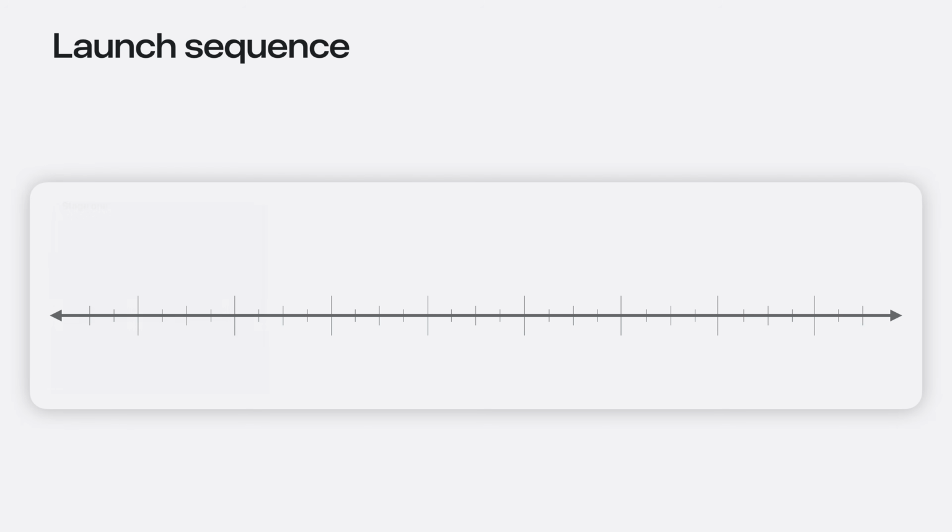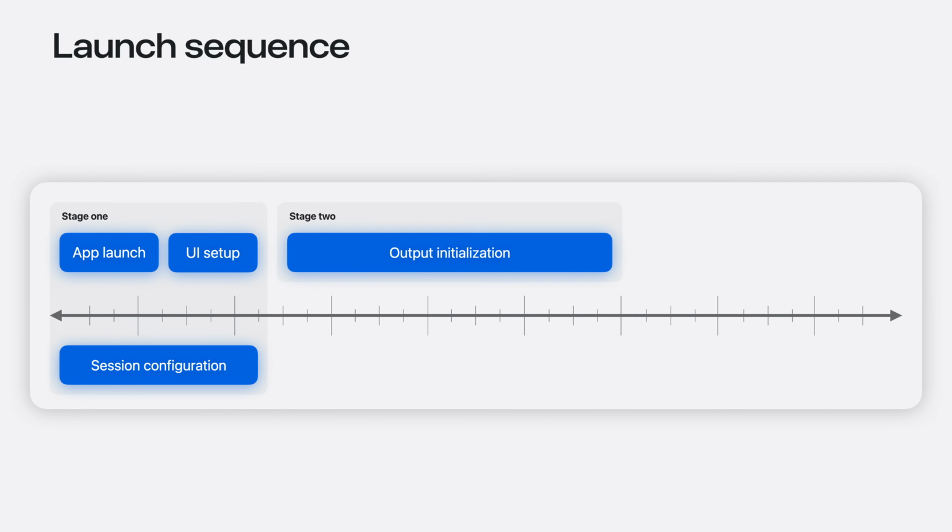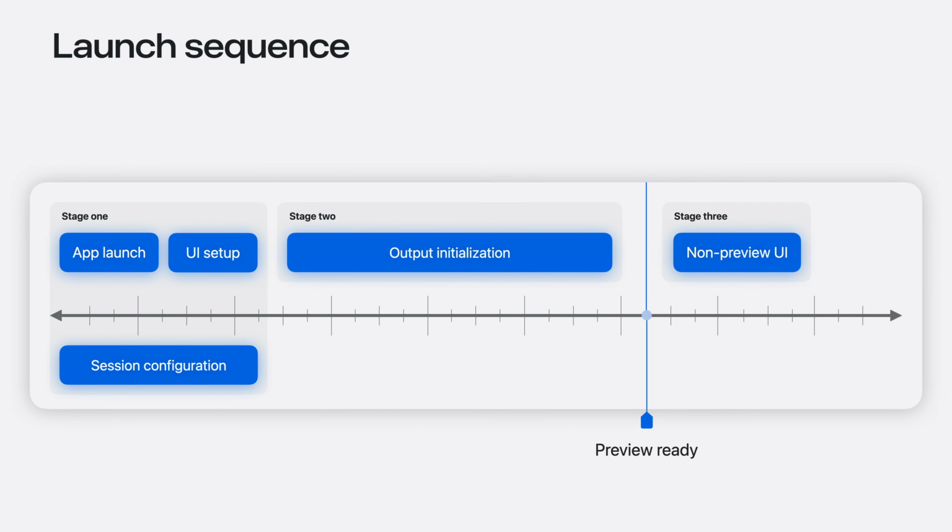To reduce time spent initializing outputs, adopt the Deferred Start API, available in iOS 26 and later. Deferred Start lets apps put off output initialization until launch has finished. In this launch sequence, all AV Capture outputs initialize before the first preview frame renders. The idea with Deferred Start is to postpone any output that isn't needed for launch until after preview has started.